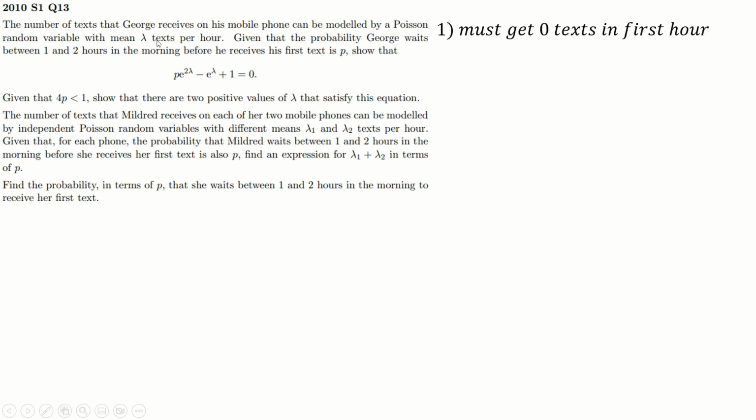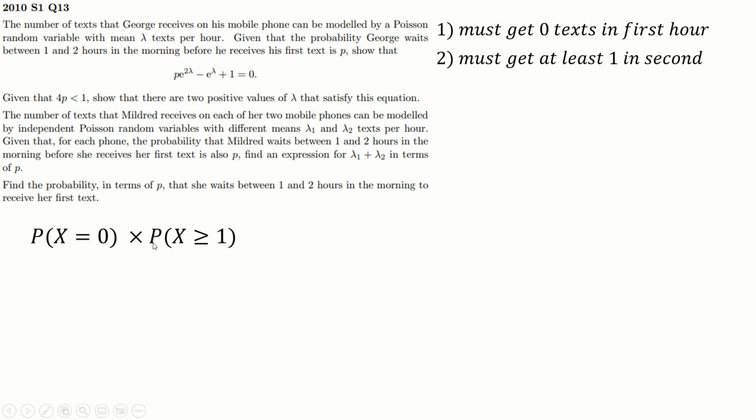To wait between 1 and 2 hours in the morning before he receives his first text, that means that he must get no text in the first hour and then at least one text in the second. So the probability of getting no text in the first hour is a Poisson distribution, right? So this is the probability of no text in the first hour, times, because we need them both to happen, the probability of at least one in the second.